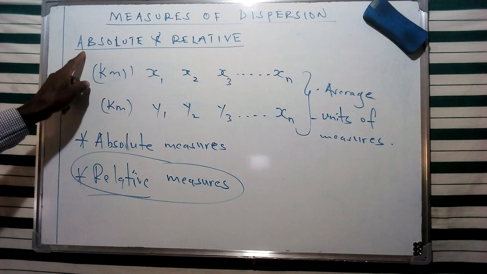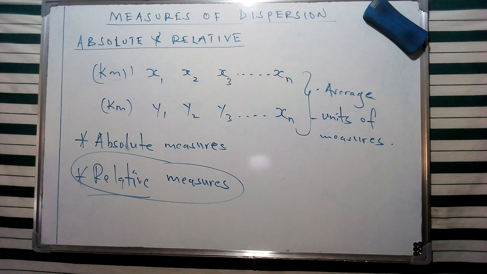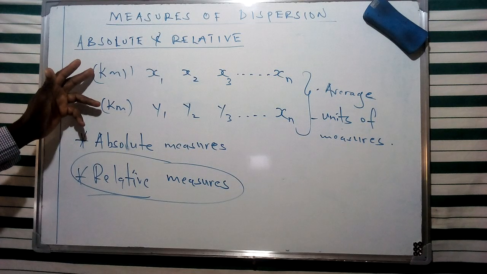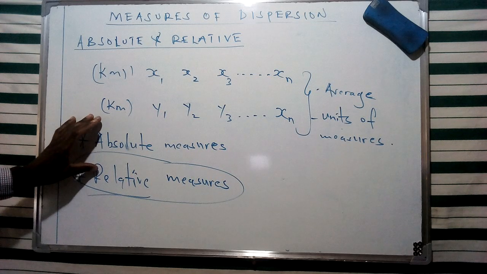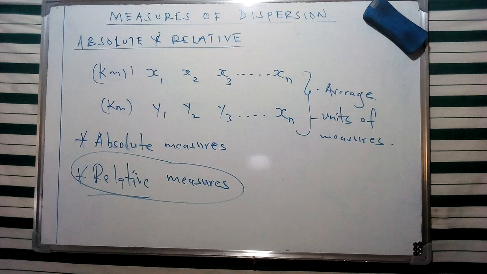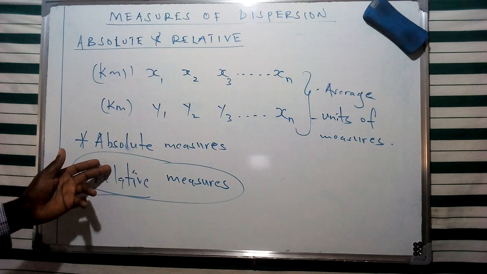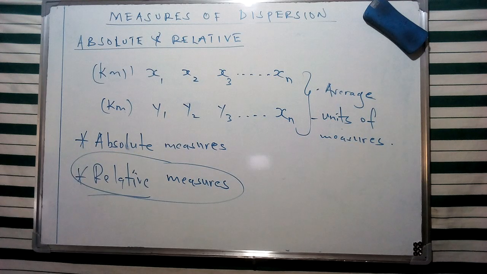Now, I've said that the absolute value is a measure of dispersion expressed in terms of the original units of measurement. And for the relative measures of dispersion, this is a ratio or a percentage of the absolute measure to an appropriate measure of central tendency, which I had mentioned.